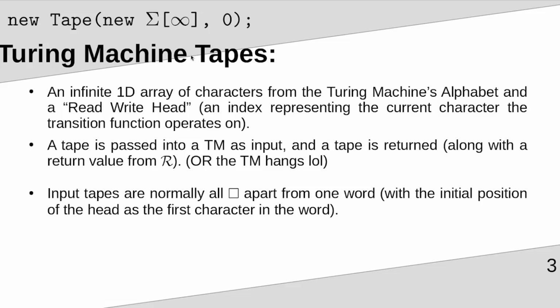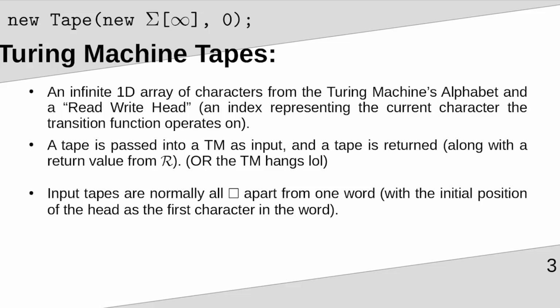And what's this tape thing we've been talking about? You already know this, kind of. It's an infinite 1D array of characters from the Turing machine's alphabet, and there's a read-write head, which is basically just an index representing where the current character the transition function is going to operate on is. So it represents the character that is going to be read from and written to, and the movement direction, like increments or decrements it.